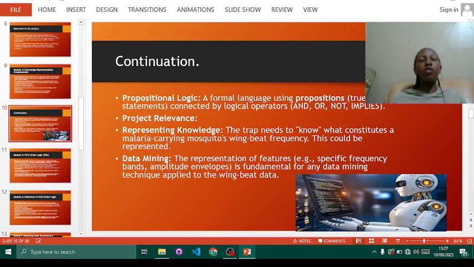Then we have propositional logic, a formal language using propositions. What are propositions? These are true or false statements connected by logical operators, which are and, or, not, implies.